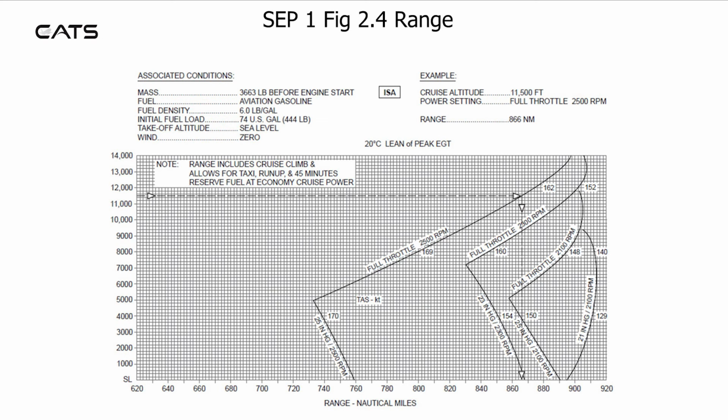Figure 2.4 is for range. With this graph, travel from the left-hand side from the cruise altitude to hit one of the lines corresponding to the power settings that you're using, and drop down to read the range in nautical miles.